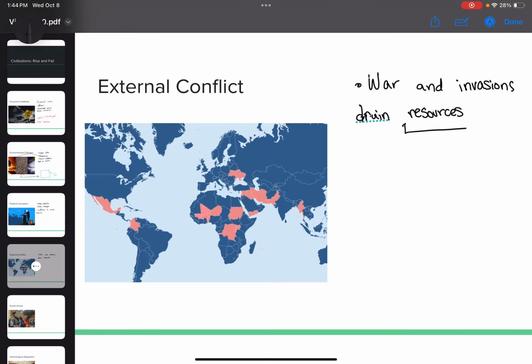When thinking about what are resources, this could be an example of water, food, access to resources. This shows up in the Middle East today when we think about Gaza, right?